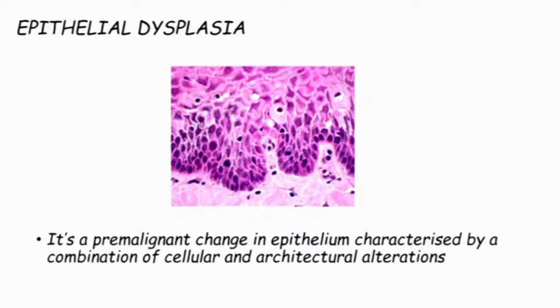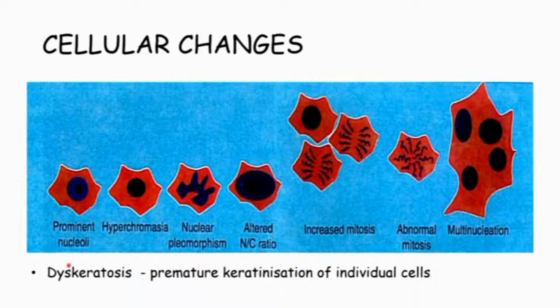There are many cellular changes that are observed. This includes enlarged and prominent nucleoli, hyperchromatic nuclei, which means excessive and dark staining, nuclear pleomorphism, an abnormal shaped nucleus, increased nuclear cytoplasmic ratio, increased abnormal mitosis, abnormal mitotic figures, multinucleation of cells, that is, increase in number of nuclei in a cell, dyskeratosis, which means premature keratinization of individual cells.